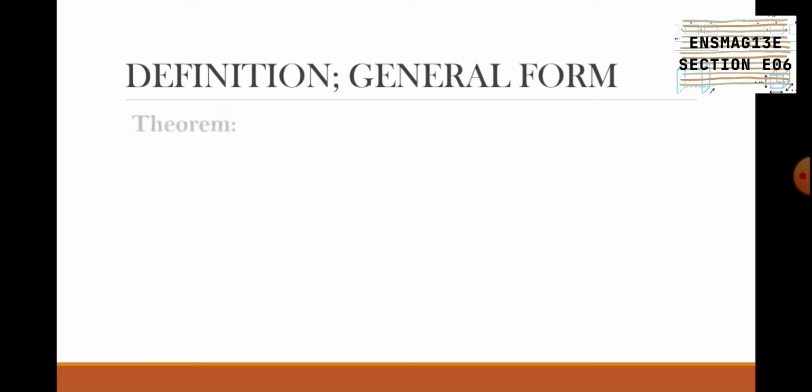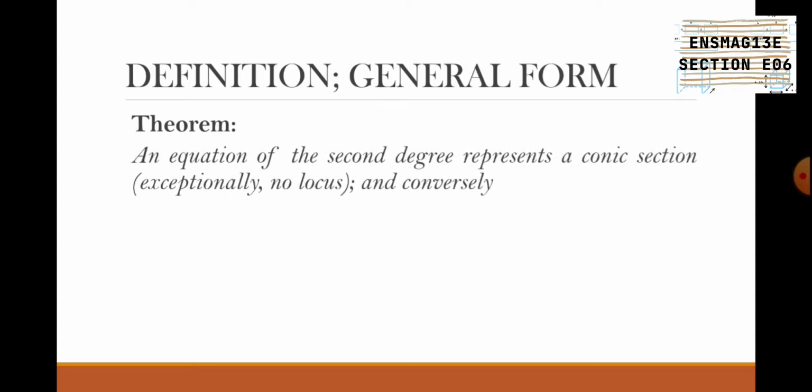The general quadratic equation in x and y may be expressed in the form ax squared plus bxy plus cy squared plus dx plus ey plus f is equal to 0. The graph of a second degree equation in the coordinates x and y is called a conic section, or simply a conic. This designation derives from the fact that the curve can be obtained as the intersection of a right circular cone and a plane.